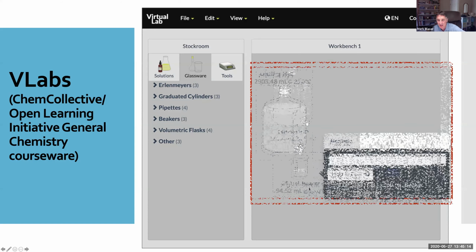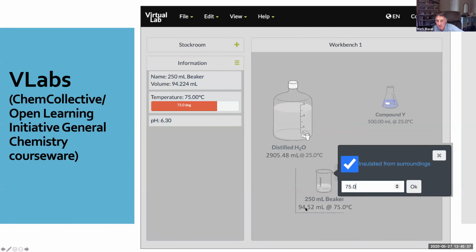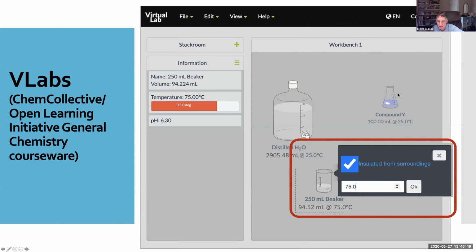But in this simple case, what you can do is dispense an amount of water, and there's a realistic mode. You just push, hold down, and it pours, and you get kind of a random amount. You can also set it, if you're using a burette or a pipette, to an exact amount. And then it'll show how much volume has been transferred. So now I have a beaker with 94.52 milliliters of water, and I can heat it up and insulate it from the surroundings. So now I have some higher temperature water. It shows me the amount of water, the temperature of the water, and it shows the temperature also on the side.